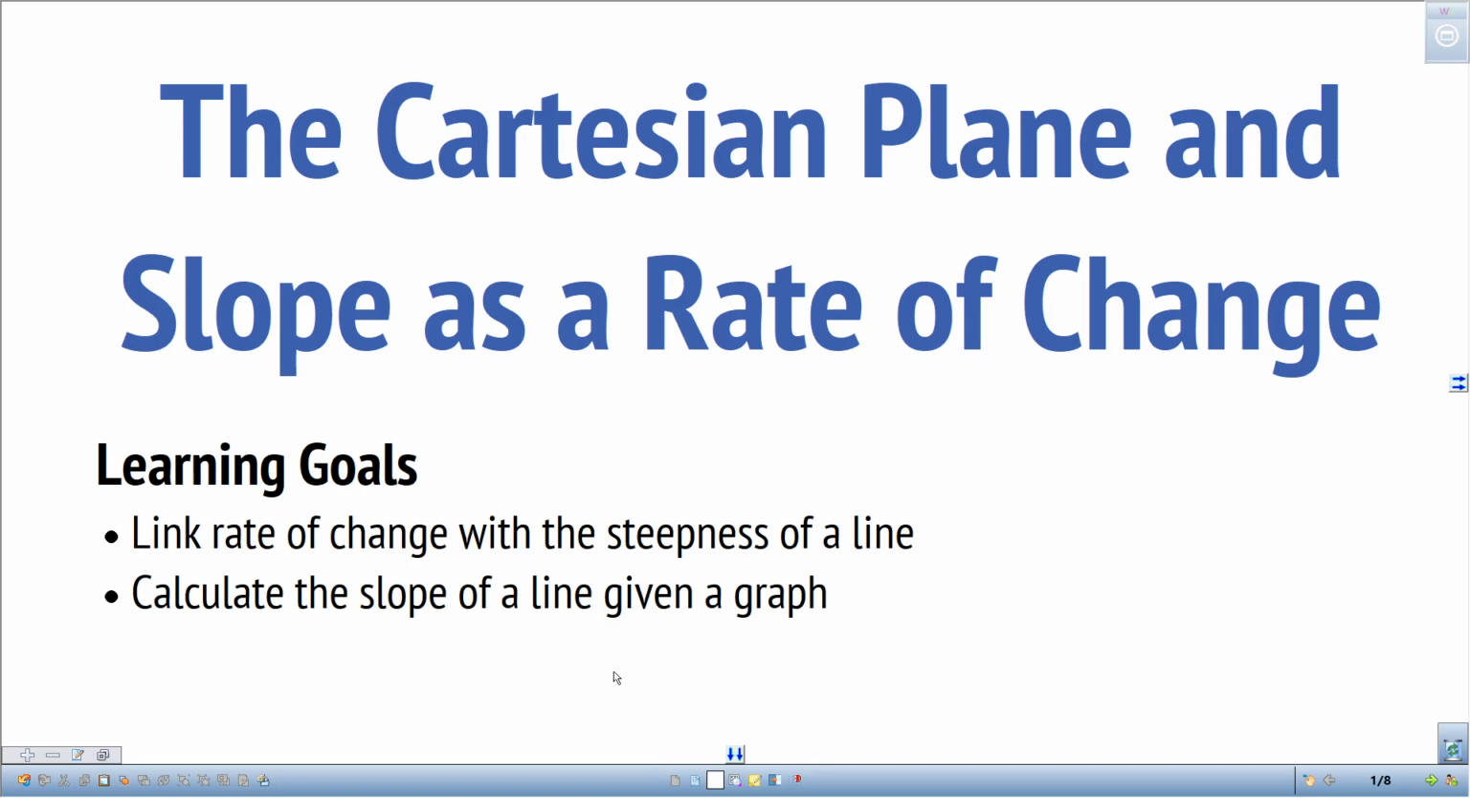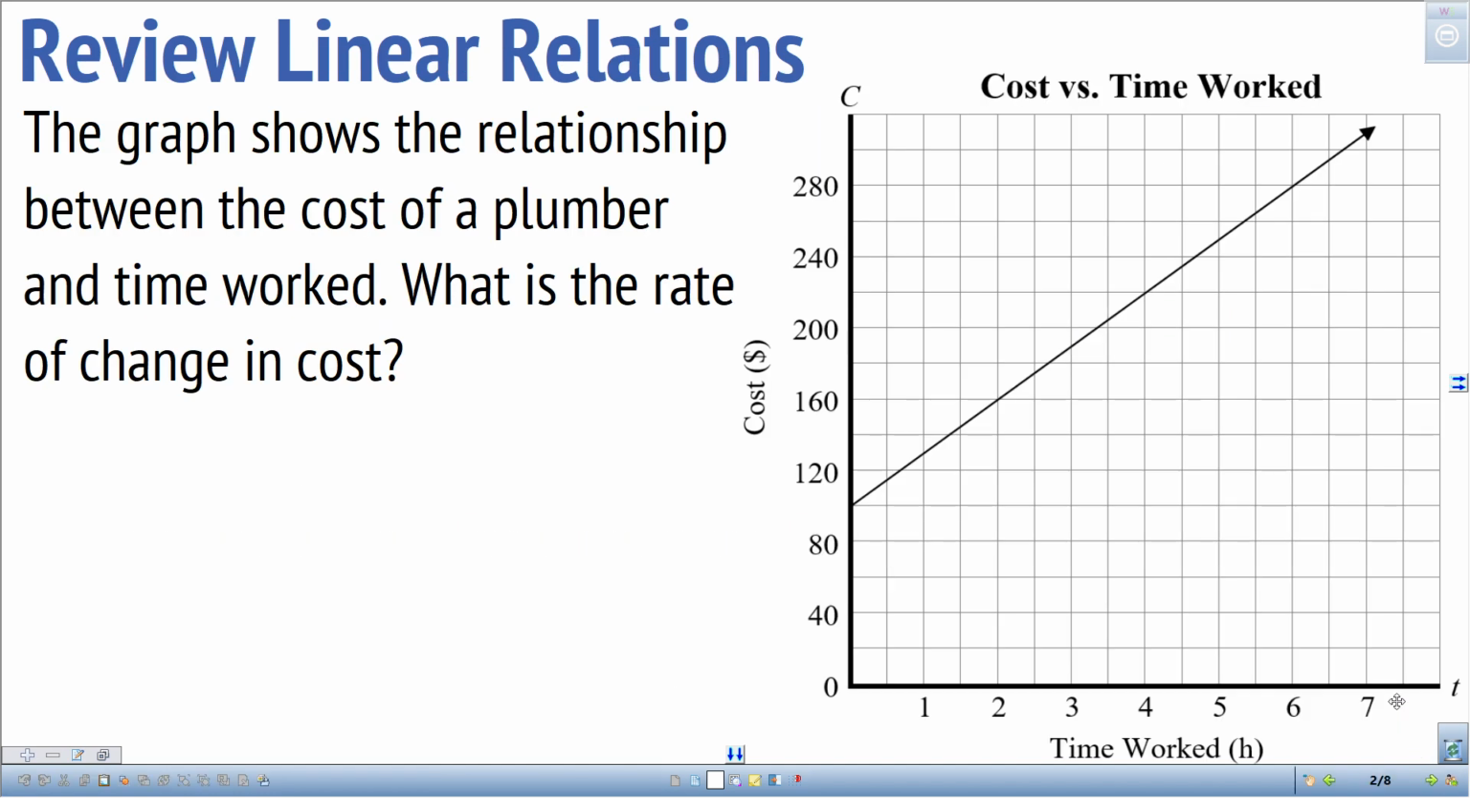All right, hi everyone. This video is going to look at the Cartesian plane and slope as a rate of change. So the learning goals for this video are to link rate of change with the steepness of a line and to calculate the slope of a line given a graph. So we're just going to go over an example of a graph from a real world context.